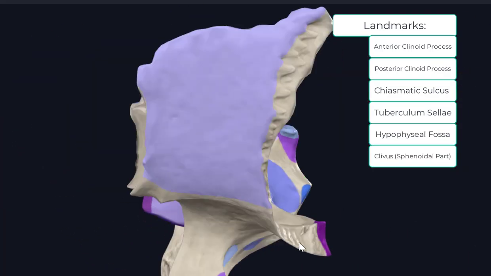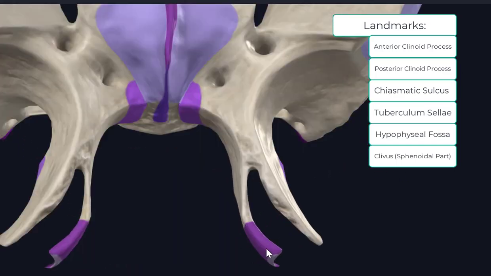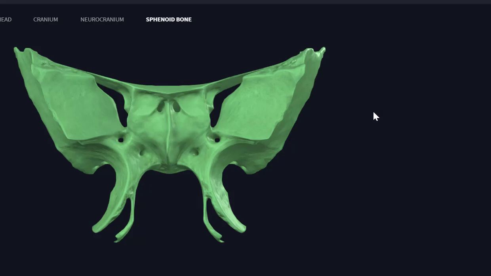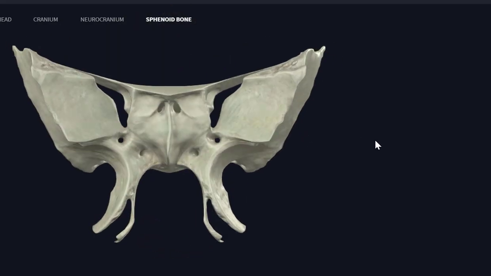Beautiful, isn't it? Now let's turn around and observe these landmarks here, which is the pterygoid hamulus, which provides an origin site for the superior pharyngeal constrictor muscle and an attachment site for the pterygomandibular raphe. Now let's talk about the sutures that the sphenoid bone creates.